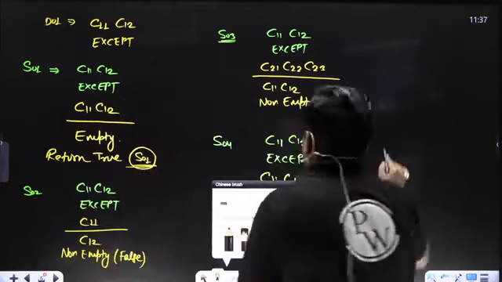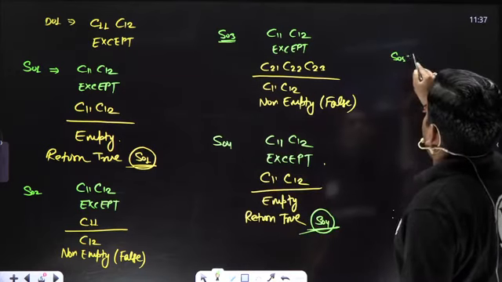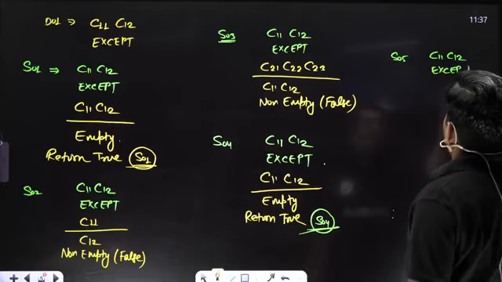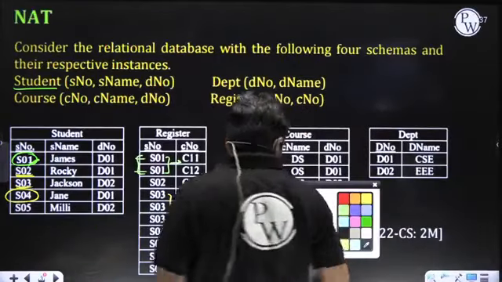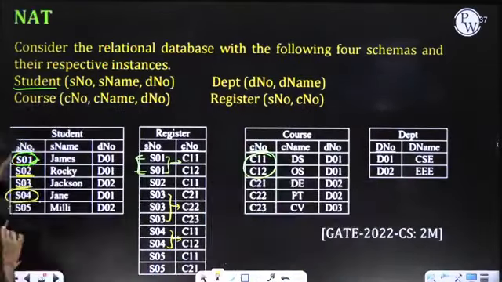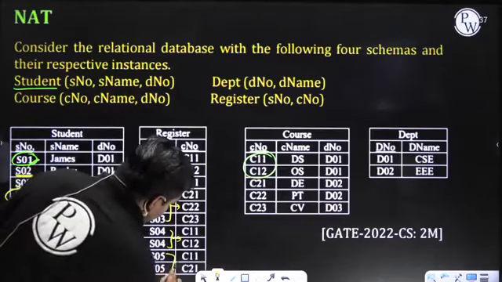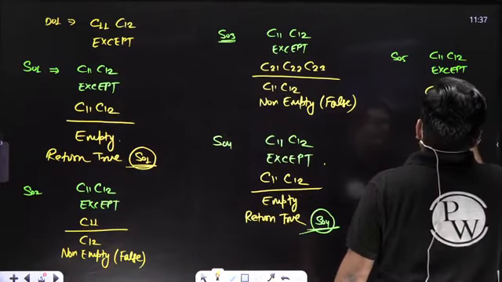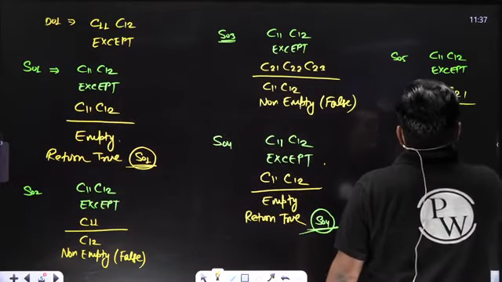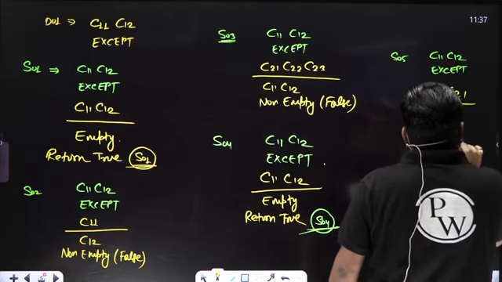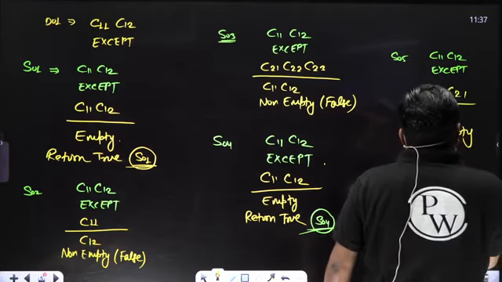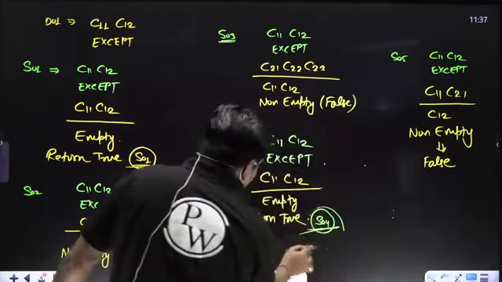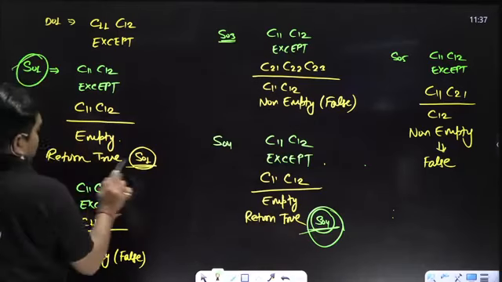Now, the next one, S05: C11, C12 except. What are the S05 values? S05 is matched with C11 and C21. What is the output? C12, non-empty. So it will give false. Now you can see how many values we are selecting: only S01 and S04.